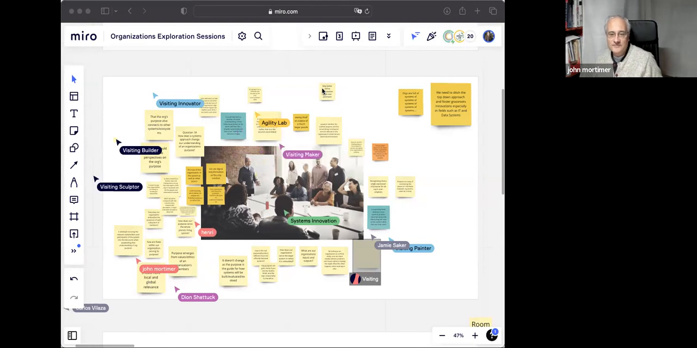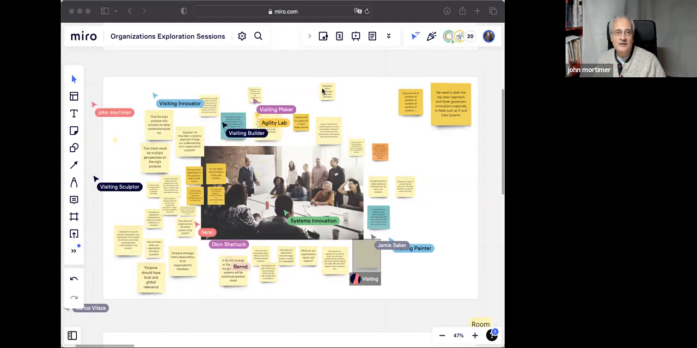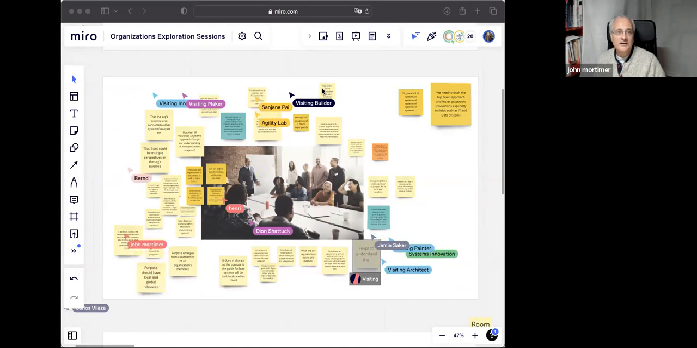Okay, good. Part of this is obviously to put your views down, but it's also to see what other people have put and to see if there are common links and other things like that. So I'm going to start on the left-hand side and just go through.